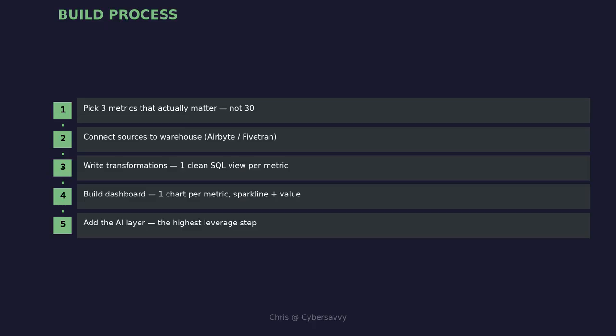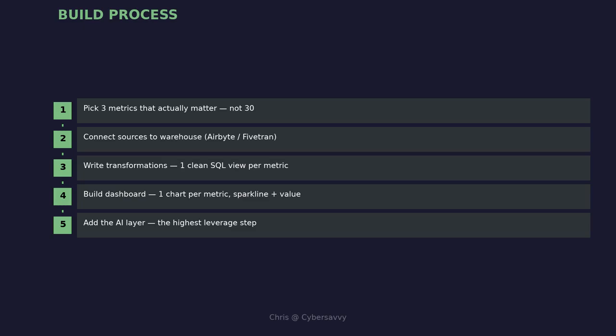Step 2. Connect your sources to the warehouse. Airbyte and Fivetran both have free tiers that will pipe Stripe, HubSpot, Shopify, and Google Analytics into BigQuery or Postgres in about 20 minutes per source. Step 3. Write the transformations. In SQL, you create a clean view per metric. 1 view for daily revenue, 1 for lead conversion, 1 for cash position. Keep them simple. If a junior analyst cannot read it, it is too complex.